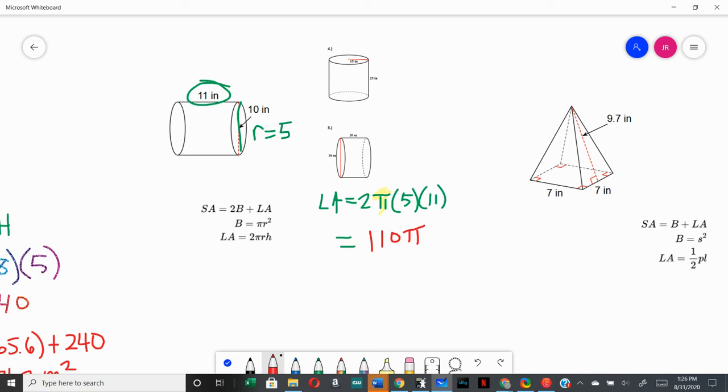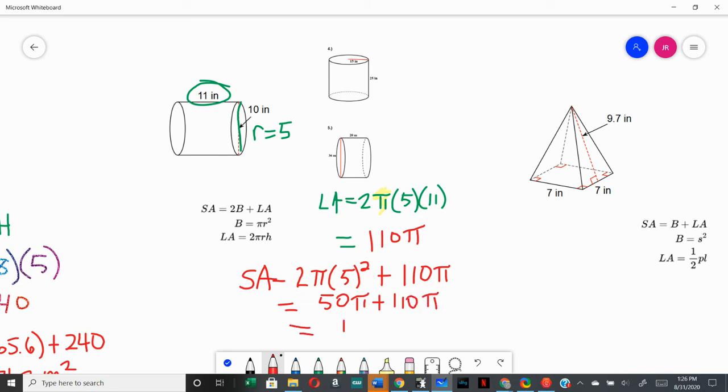So now I find the total surface area. Surface area is 2B, so 2 times pi times the radius squared plus the lateral area, which I know is 110 pi. So what's 2 times 5 squared? 5 squared is 25. 25 times 2 is 50. So it's 50 pi plus 110 pi, which will give me a total of 160 pi. And then it's inches squared.